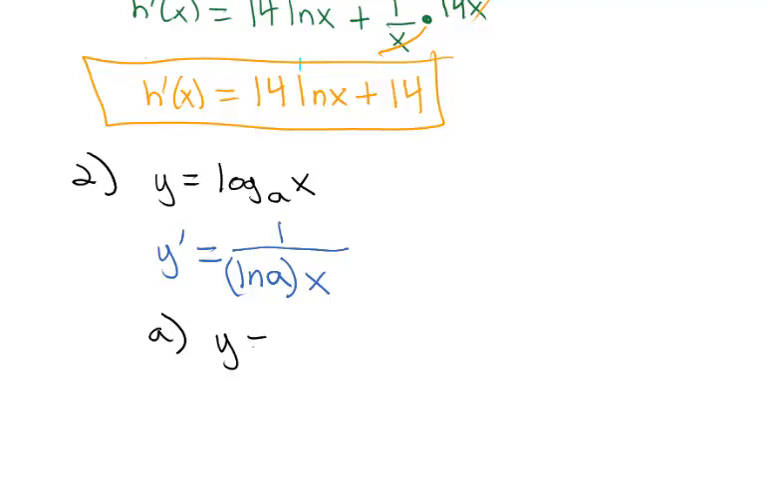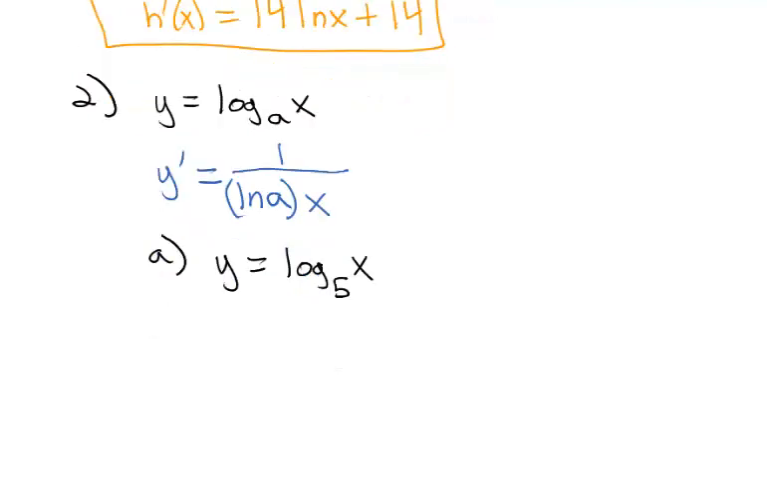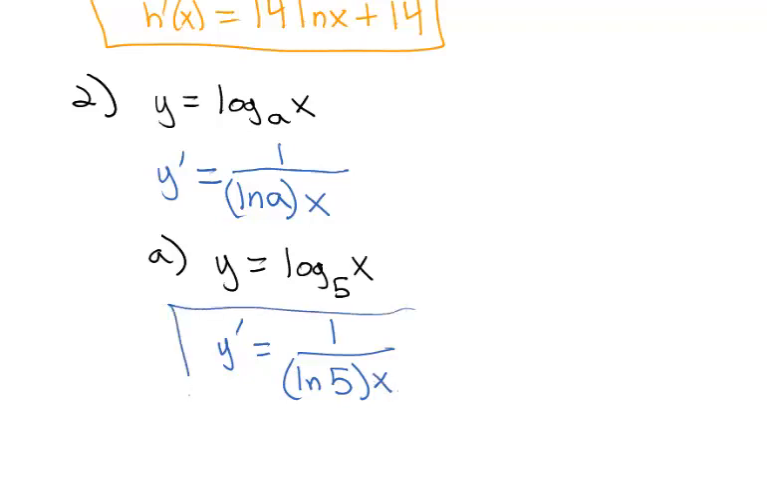Let's first start simple with y equals log base 5 of x. So really strictly using the definition, the derivative is going to be 1 over the natural log of the base, which is 5, times x. And we have our solution.